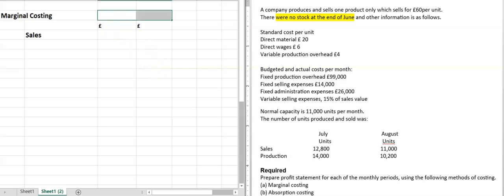Okay, so this is July month, so we can merge these cells, saying that July. Then we do the same thing for August in the next side.